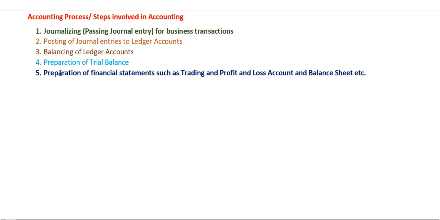The fifth or final step is the preparation of financial statements. Financial statements include trading and profit and loss account, which ultimately gives us the figure of final profit or loss made during that period, and balance sheet. Balance sheet is a statement of assets and liabilities, which shows as on a particular date what is the position of the business, what assets it has, and what liabilities it has.